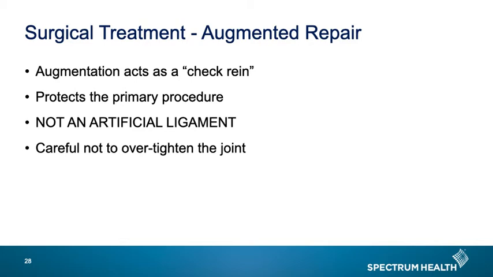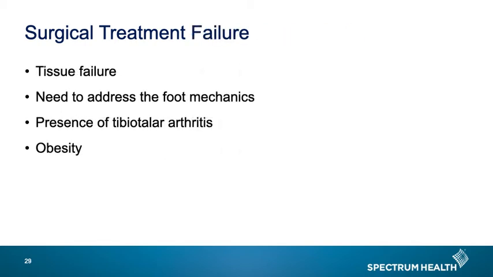So this is not an artificial ligament, but you do have to be careful not to over tighten the joint. You can get a little carried away thinking that tighter is better in these joints that are loose, and you can make them quite a bit tighter than they probably should be, especially the subtalar joint. If you are fixing both the ATFL and the CFL ligament, you need to be very cautious that you're not over tightening that subtalar joint. That often leads to ongoing problems and patient dissatisfaction.